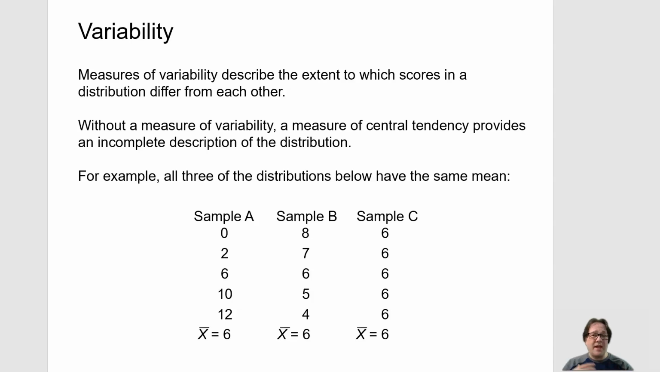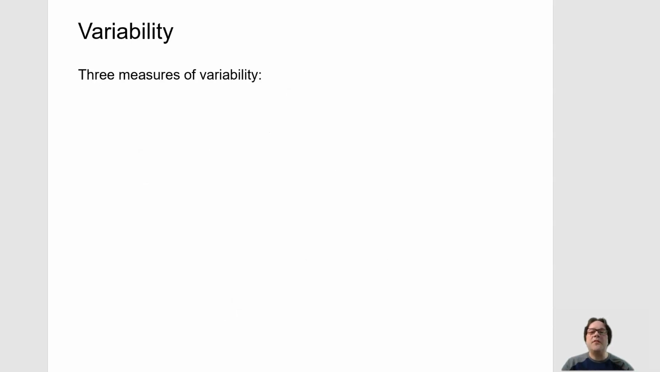Again, sample A has a lot more difference between those scores, a lot more distance between those scores. In sample B, the scores are more tightly together. And then, of course, in sample C, the scores are exactly the same. So whenever we present a measure of central tendency, or whenever we present the mean, we should always present a measure of variability, and one measure in particular. But let's take a look at 3 measures of variability that we can use.